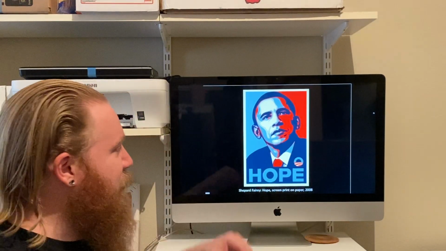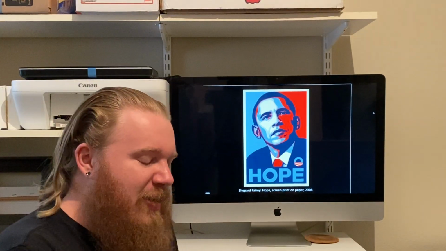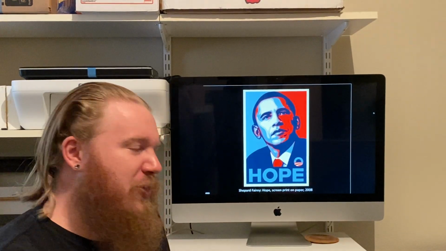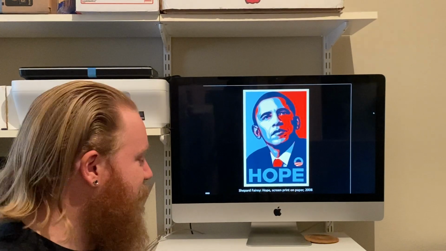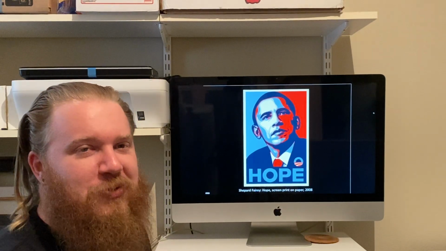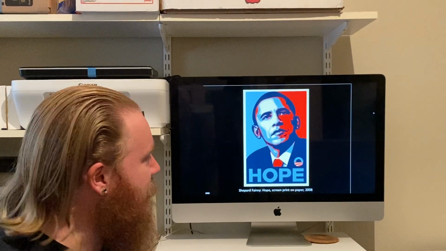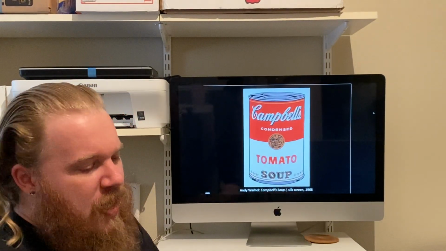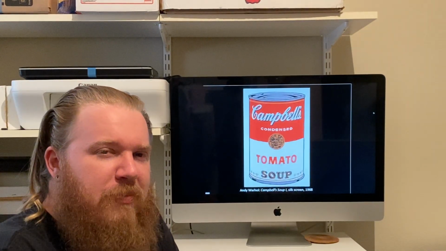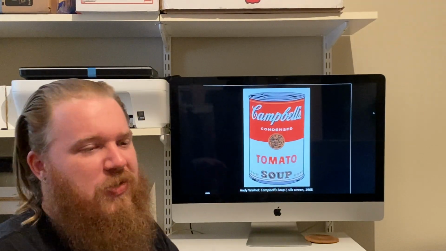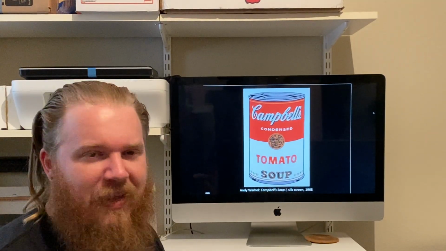Shepard Fairey actually got in a lot of trouble for using this without permission. So you should always be aware of copyright laws before you steal someone else's image, just as a heads up. But not a lot of artists really use screen printing outside of things like t-shirts, show posters, and propaganda posters.